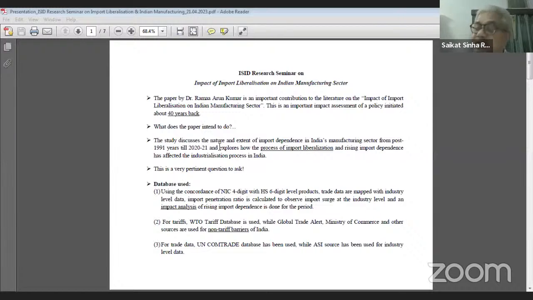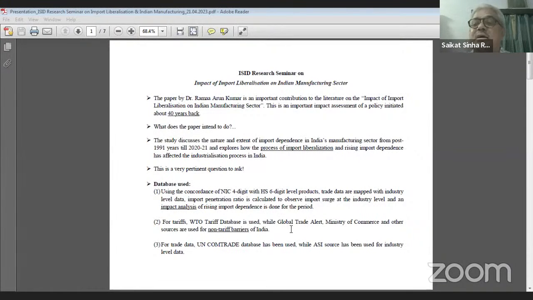The paper by Rama is an important contribution, as it does an important impact assessment of a policy initiated some 40 years back. In my presentation, I have underlined certain words or terms, and here I have underlined the words 40 years back. Now, what does the paper intend to do? The paper discusses the nature and extent of import dependence in India's manufacturing sector post-1991 till 2020-21, and explores how the process of import liberalization and rising import dependence has affected the industrialization process in India. This is a very pertinent question to ask. And in fact, after a policy that was introduced some 40 years back, we need to look back whether it has served us right in India.